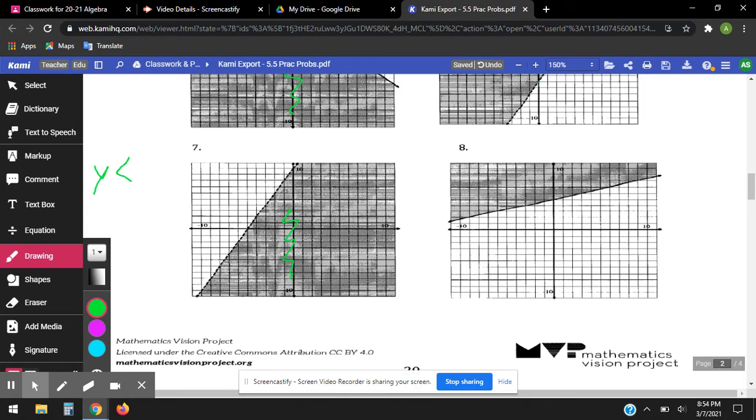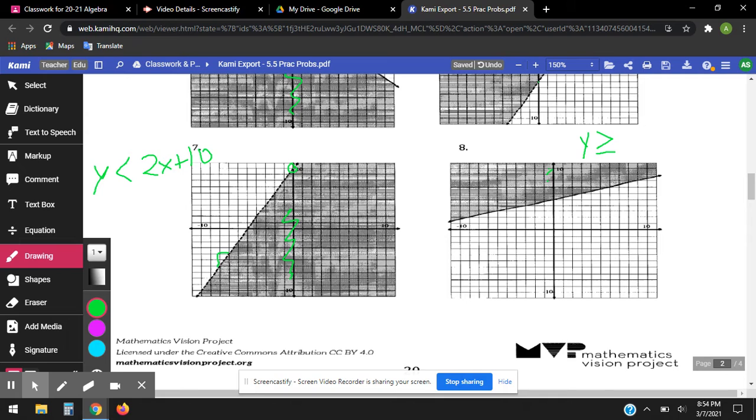And my slope looks like it's up 2 over 1 again. So another 2x. But this time it's crossing, it looks like at 10. So 2x plus 10. All right, and this one. Oh, this way. So y, this time we're above. So it's greater than. We have a solid line.